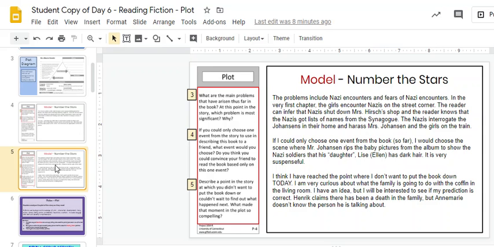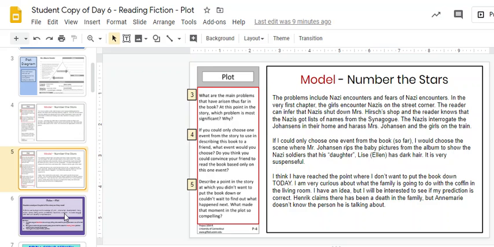Number 5, describe a point in the story at which you didn't want to put the book down or couldn't wait to find out what happened next. What made that moment in the plot so compelling? So I think I've reached the point where I don't want to put the book down today. I'm very curious about what the family is going to do with the coffin in the living room. I have an idea, but I will be interested to see if my prediction is correct. Henrik claims that there has been a death in the family, but Anne-Marie doesn't know the person he is talking about.